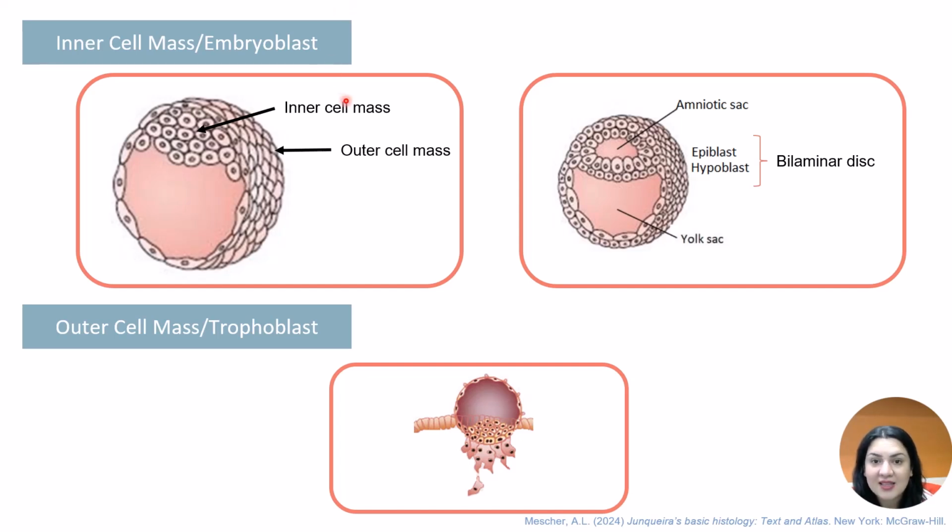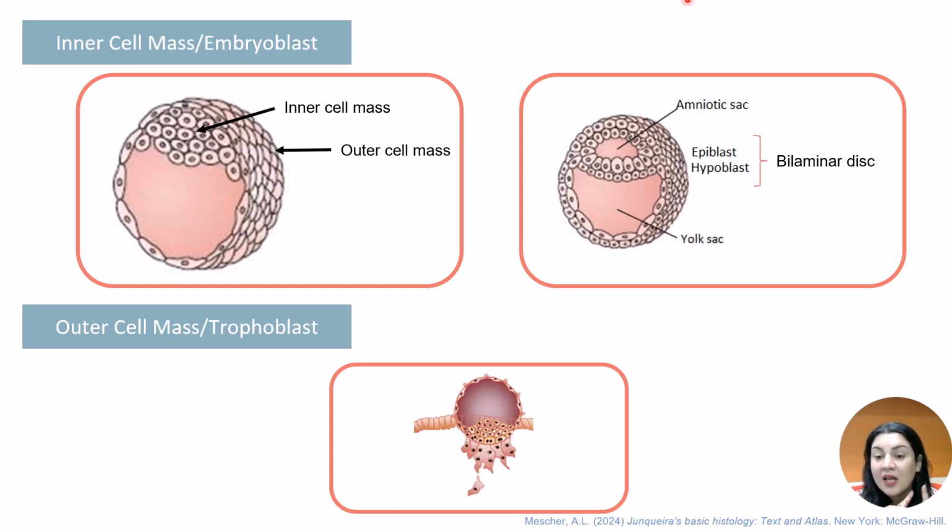And in fact, this embryoblast itself is going to differentiate into 2 very specific layers. So this is known as the bilaminar disc. The bilaminar disc is composed of the epiblast layer of cells and the hypoblast layer of cells. The epiblast is basically this top layer over here, this upper layer of cells that'll eventually become those germ cells that we named early on in this lecture.